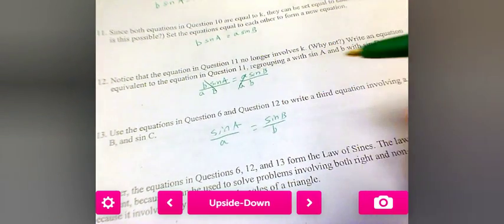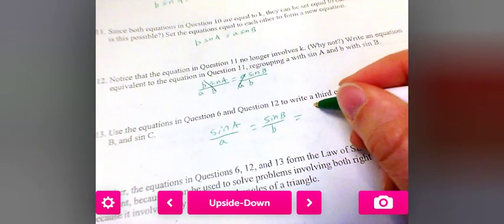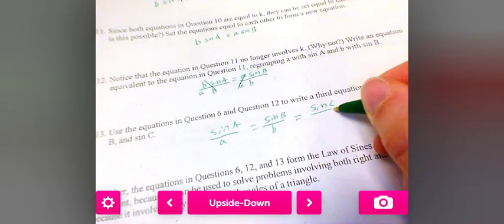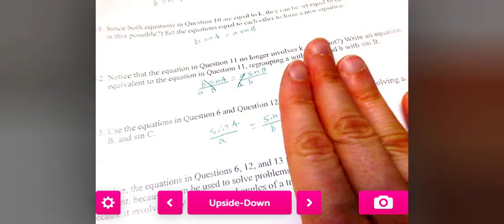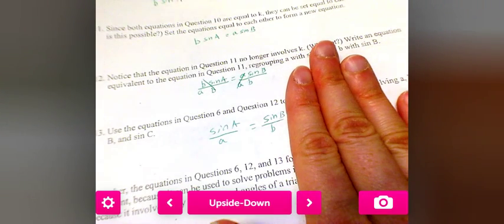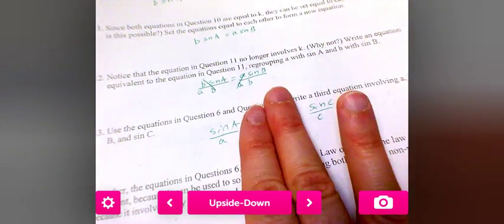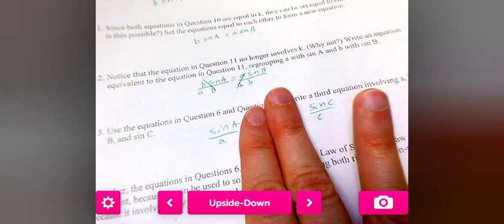If we look at the back, we can add sine C over little c to it. So that is our equation. When we do law of sines, we're just going to use 2 out of the 3 of them. So we might be using sine A over little a equals sine B over little b. We might be using sine A over little a equals sine C over little c.